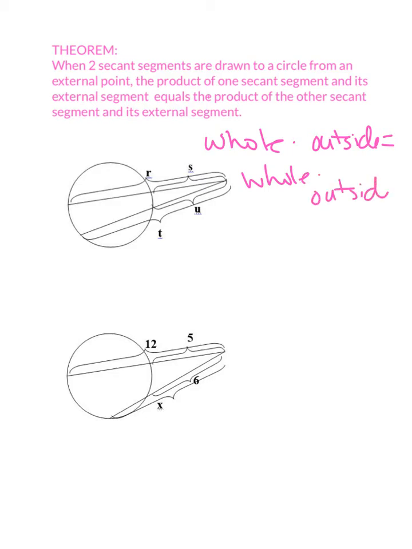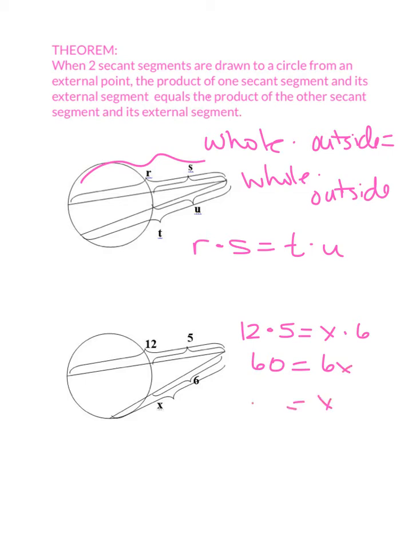So if I look at my given example, this first secant segment out on the top, the whole part is R. The part outside, the external part, is S, so that's going to equal T times U, T being the whole secant segment and U being the outside. Let's look at the second example. So I have 12, which is the whole secant segment, times the outside is 5, is equal to the whole secant segment x times the outside 6. So it gives me 60 is equal to 6x, so x is equal to 10.